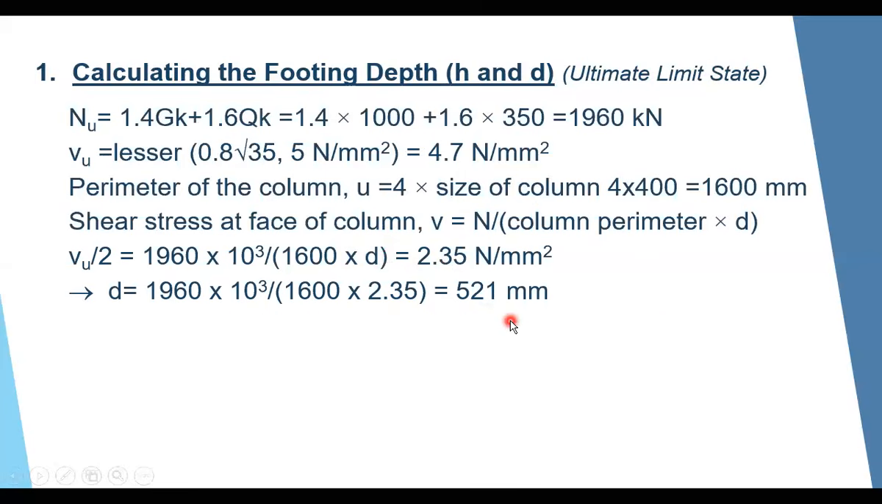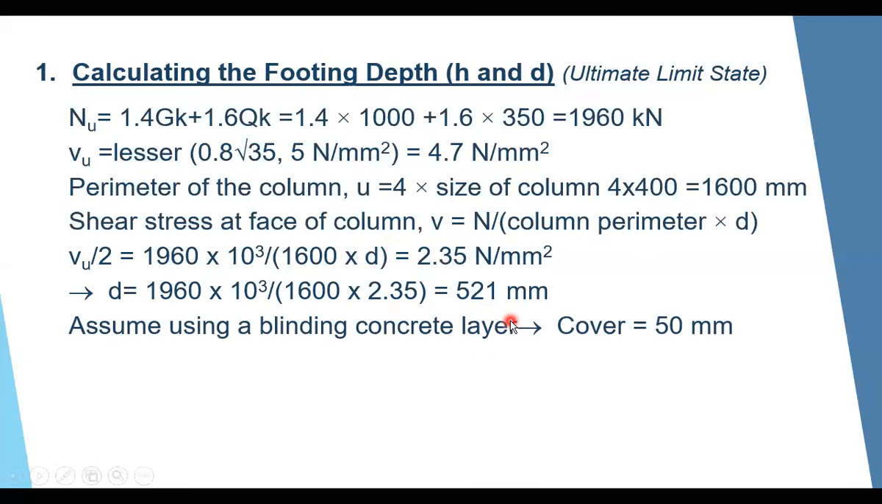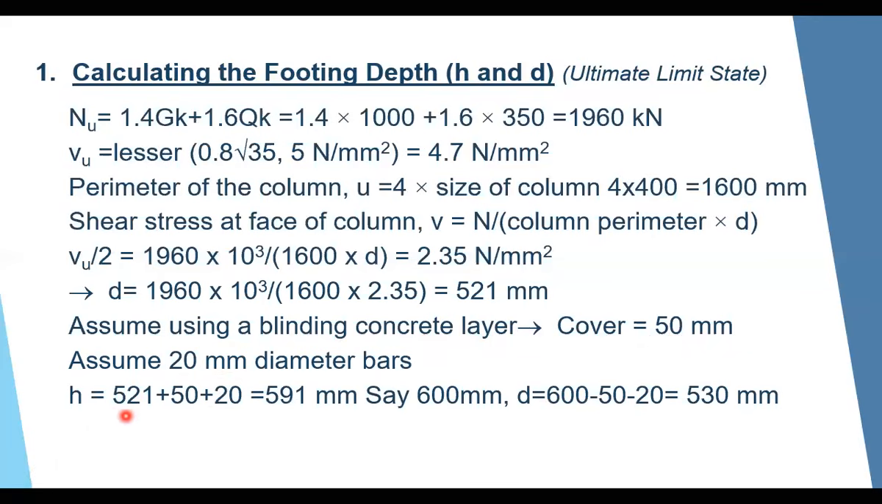Once I have the D, we can calculate the total H. The H of the footing equals the depth plus the cover plus the diameter of the bar. Assuming that we are going to use a blinding concrete layer, the minimum cover in this case will be 50 millimeters. If you are not going to use blinding concrete, the minimum cover will be 75. Here we will use blinding concrete, so the cover will be 50. And we assume 20 millimeter bars are going to be used in the footing. So from here we can calculate the H equals D plus cover plus the diameter of the bar. So it will be 591 millimeters.